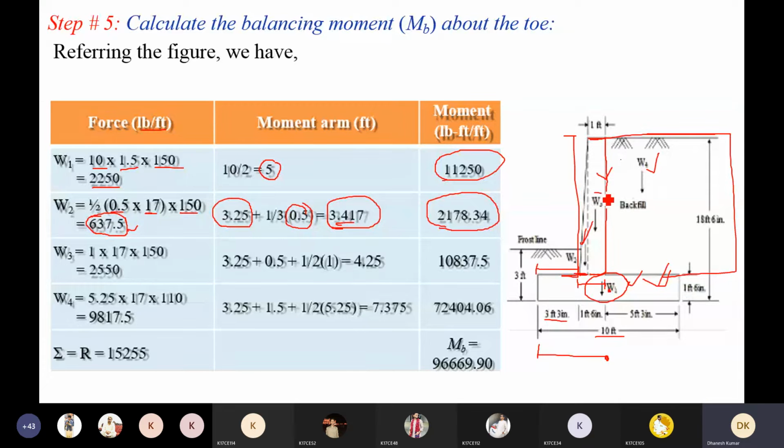Again we have W3, which is of the stem, which is a rectangular portion. So again 1 multiplied by 17, which is the total height of the stem, again multiplying with 150. So the total force comes out to be 2550.